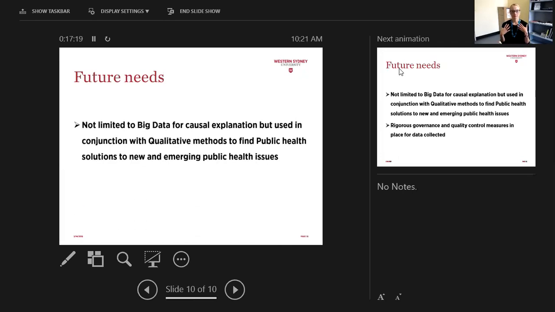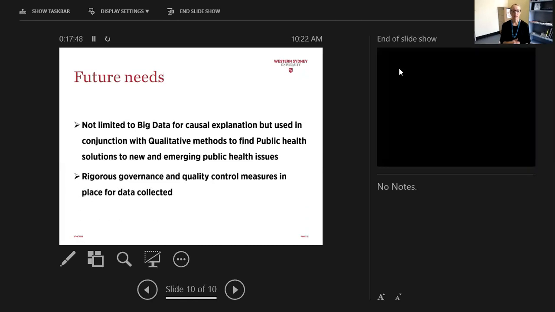So basically, the limit of big data is that there often is not an actual causal explanation behind the data points. There might be an explanation for an association, but why it is happening and the reason for those populations from a more sociological standpoint is unexplainable with this data point. So we need to bear in mind that we need to pair it with these qualitative methods to really find solutions to emerging public health issues. And there is a need for rigorous governance and quality control with all that data collected, and then an understanding of the ethics of its use.